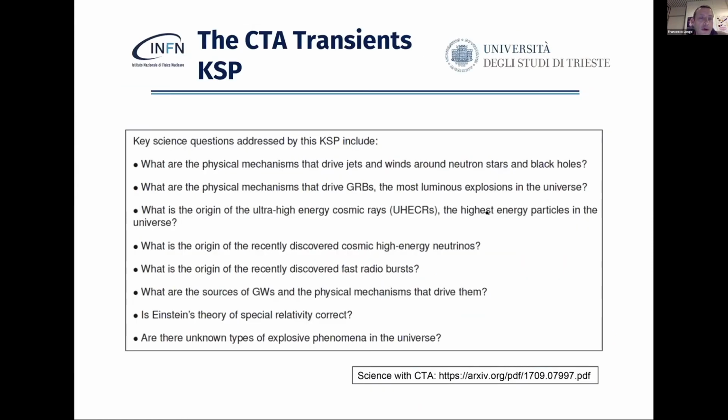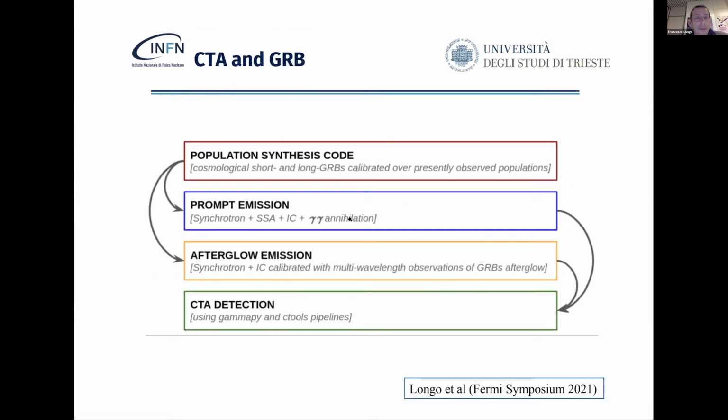So the key science project will have several, now I'm going out of time, but these are some of the questions that can be answered by the key science project in transients. Some of them are, for example, CTA in gamma-ray bursts, where we are looking to develop the previous estimates based on some theoretical population and theoretical emission for the prompt and for the afterglow. And we are studying now the CTA detection possibilities. More details will be given in future ICRC and future conferences.